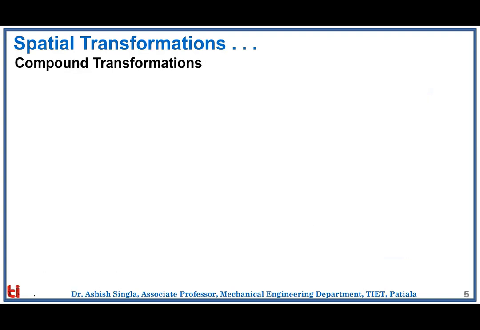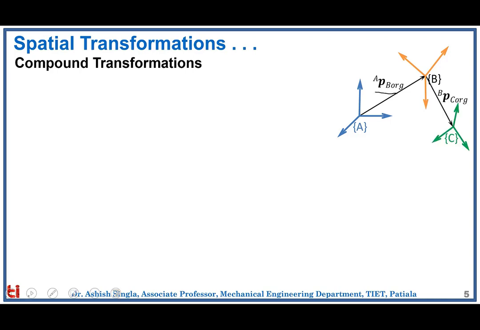Next comes the compound transformations, where we can combine multiple transformations and represent them as one single transformation. So let's consider a frame A, and there is a frame B, and the origin of frame B is represented by this vector, and finally there is a frame C which is defined with respect to frame B with the help of this vector, which shows the origin of C with respect to frame B. Let's consider a point here which is represented with respect to frame C and is marked as PC. Now we want to describe this point PC with respect to frame A. First of all, we will describe this point with respect to frame B and eventually with respect to frame A.